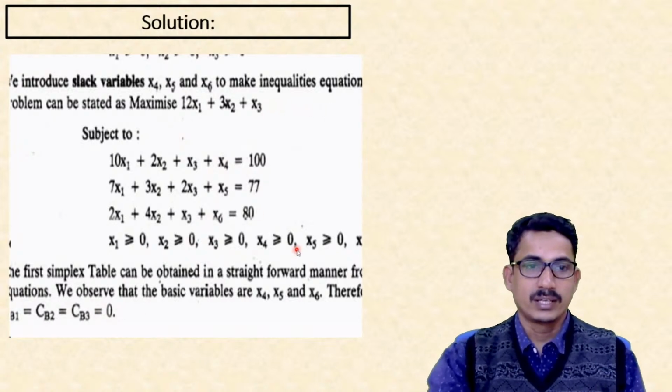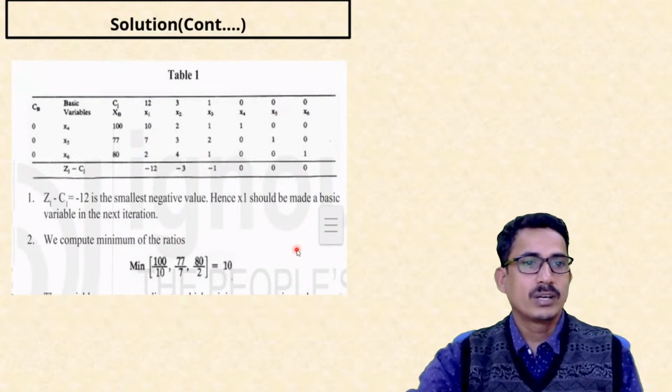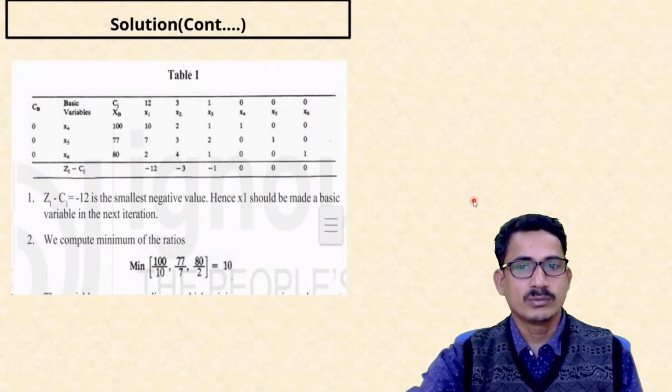Then in the same way you have to draw the table. You get ZJ minus CJ. First you have to find out ZO here.